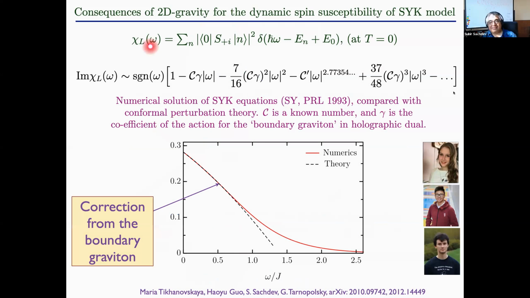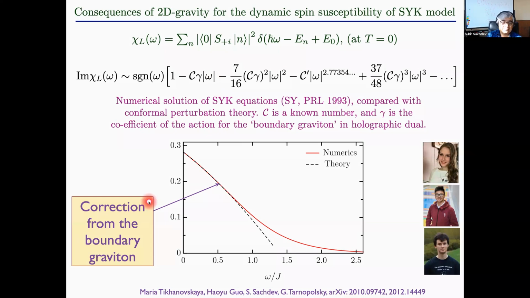And this is the series exactly at n equals infinity that we worked out. These numbers, C is a known number, and gamma is the same as the gamma in the specific heat. So this is the contribution of the H equals 2 operator. This is the H equals 2 operator squared. This is the first correction, which comes from the H equals 3.77354 and so on. This is the H equals 2 operator cubed. And this beautifully fits the numerical data when you solve the SYK equations. And this linear dependence here, this term is the boundary graviton.